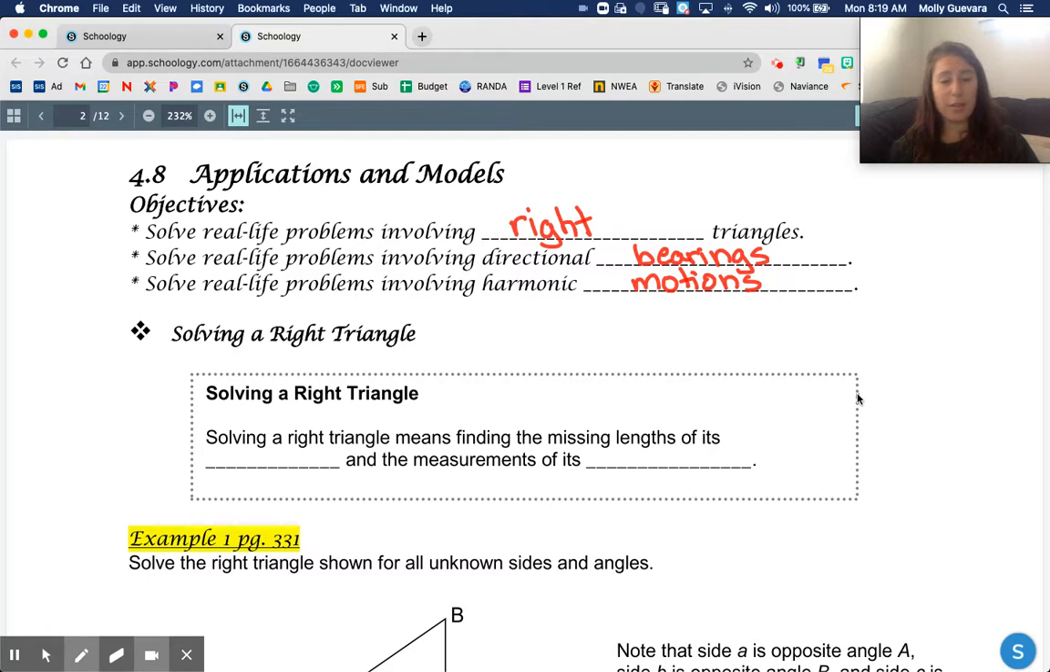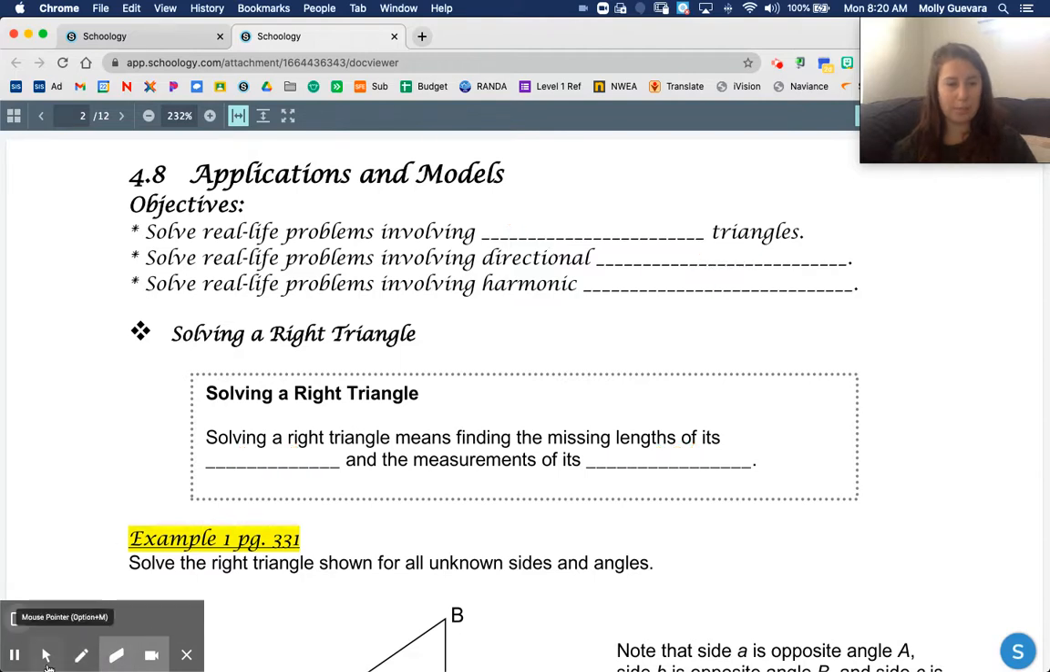So solving a right triangle means finding the missing lengths of its sides and the measurements of its angles. So you don't have a triangle solved until you have all 6 pieces of the triangle, meaning all 3 sides and all 3 angles. Okay, so let's look at an example here.